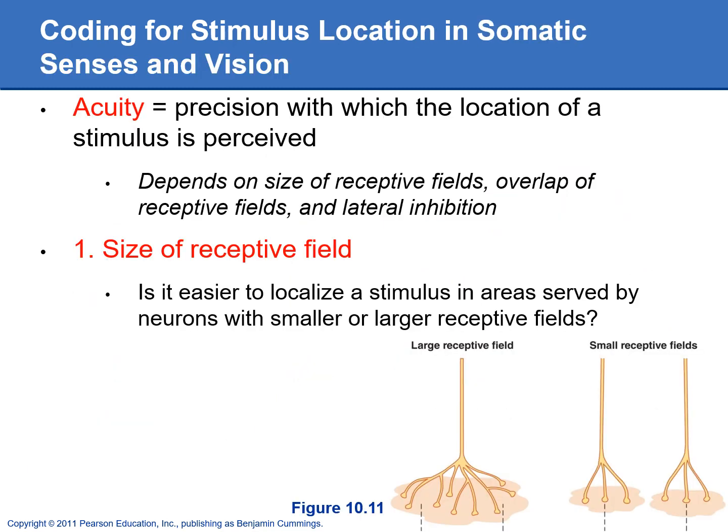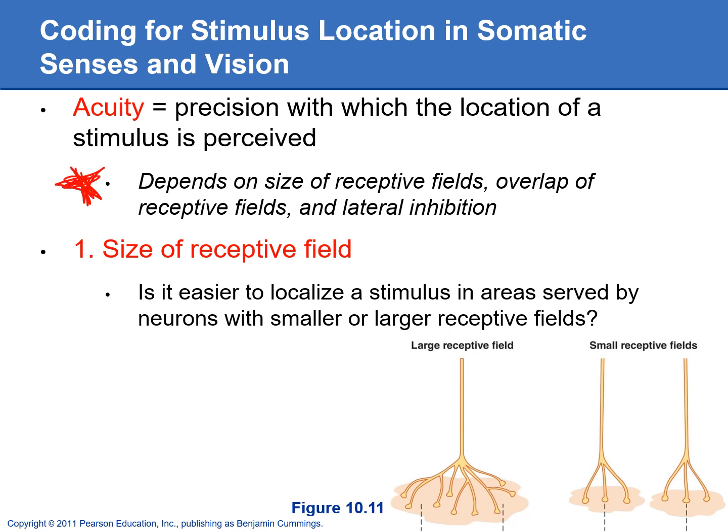Okay, and then coding for stimulus location in touch and vision, we talk about something called acuity. And I think of the word acuity as accuracy. So this is just the precision or accuracy with which you can locate where the stimulus is coming from. So this will depend on 3 different things that we're going to be talking about. So this would be important to know.